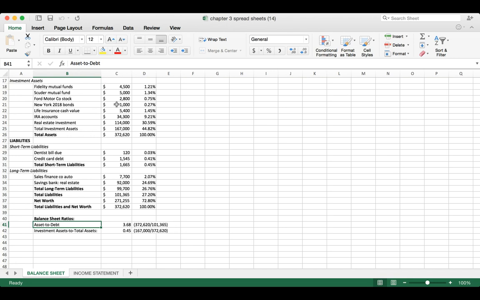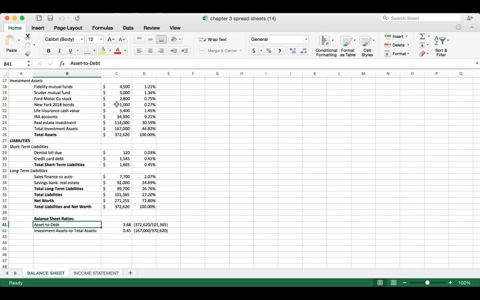Now, you can also flip this around and do a debt to asset ratio. You would just flip-flop those numbers and you'd come to 0.27 or 27%. So 27% of your assets are indebted. You have 27% debt when compared to your assets. So that's another way to take a look at it.